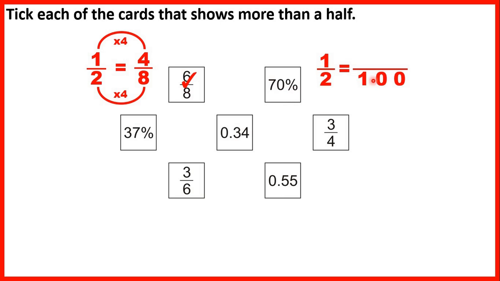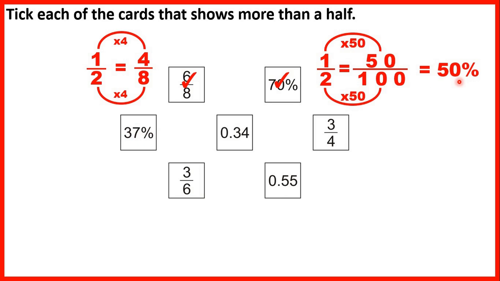Now let's look at 70%. A percentage is a fraction with a denominator of 100, and 1/2 is equal to 50% because that's equivalent to 50 hundredths. So 70% is more than 50%, so more than 1/2. Now 37% will be less than 1/2 because 37 is less than 50, so we don't want to tick 37%.